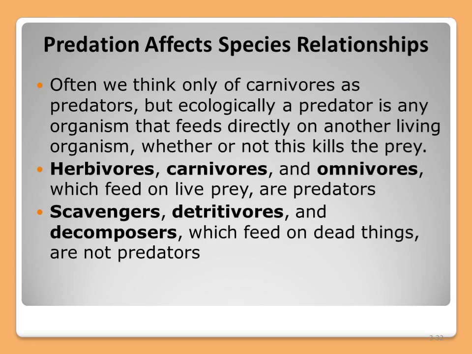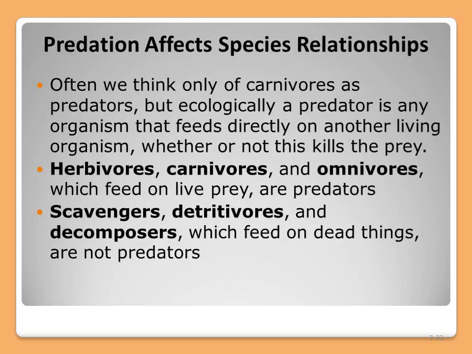Predation is one thing that affects species relationships. And we tend to only think of carnivores as predators, but really a predator is any organism that feeds directly on another organism, whether or not it kills the prey. So herbivores, carnivores and omnivores, which all eat another food source, are all considered predators. So for example, a rabbit eating a plant is a predator to the plant because the plant is a living organism. It is part of the community. It is competing with other plants for water and resources, so we can't just look at whether they're eating other animals, but also whether they're eating any other living things.